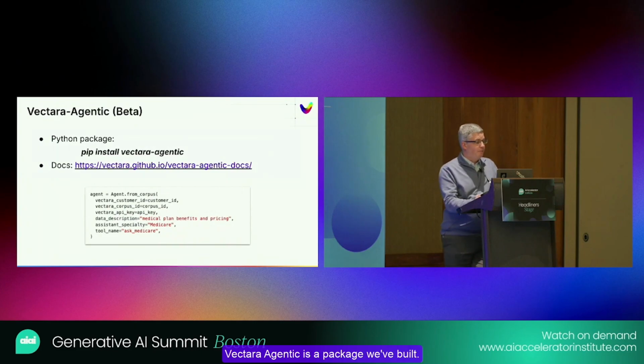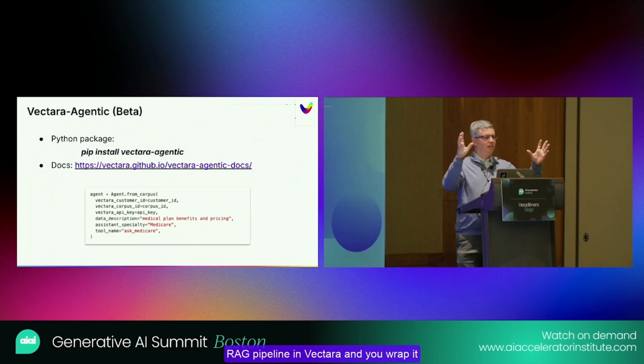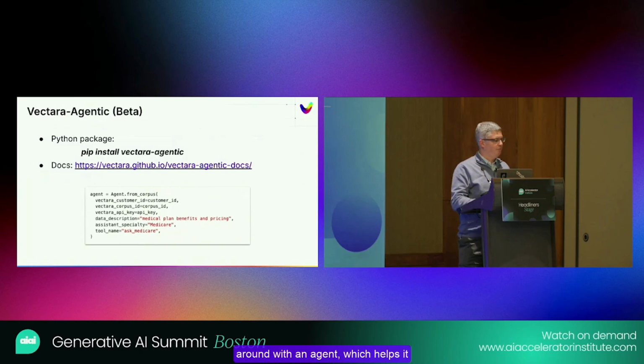Vectara Agentic is a package we've built. It's open source. You can look at the code, but mostly you probably want to use it, which is just pip install vectara-agentic. I gave a link to the documentation here. You can build very complex agents too, but for one slide, I shared a one-liner, which is one of the simplest ways to use it: you take a RAG pipeline in Vectara and wrap it with an agent, which gives it a little bit more superpowers.